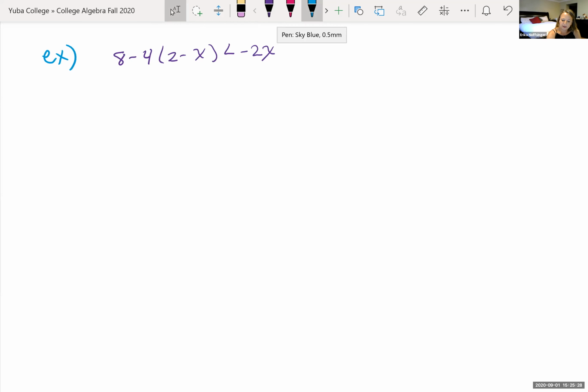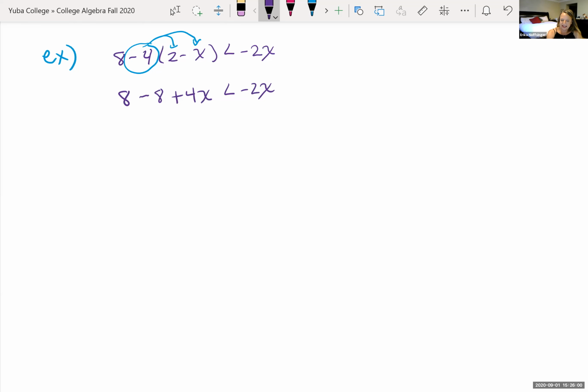Just like with a linear equation or any equation, usually you clean up both sides by distributing and combining like terms if possible. There's no sign between the 4 and that parentheses, so we're going to distribute, carrying the sign in front. We're going to distribute a negative 4 to both terms. Bringing down the 8, we have negative 4 times 2, that gives us negative 8. Negative 4 times negative x is positive 4x. This is less than negative 2x.